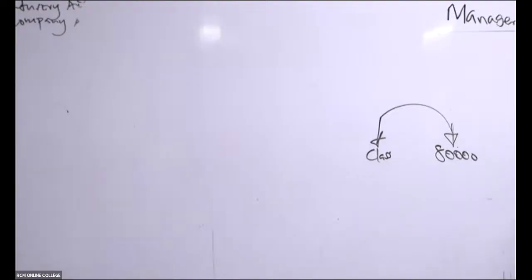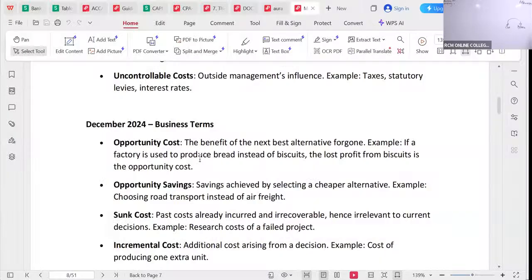So opportunity cost is the benefit of the next best alternative foregone. Example, if a factory is used to produce bread instead of biscuits, the lost profit from biscuits is the opportunity cost. Then we have opportunity savings.